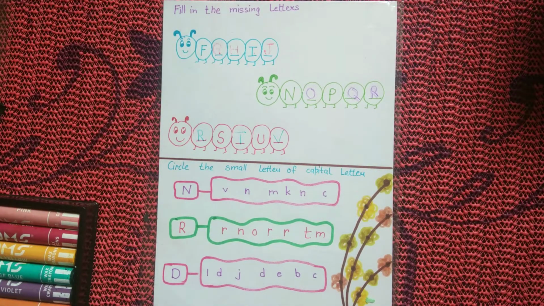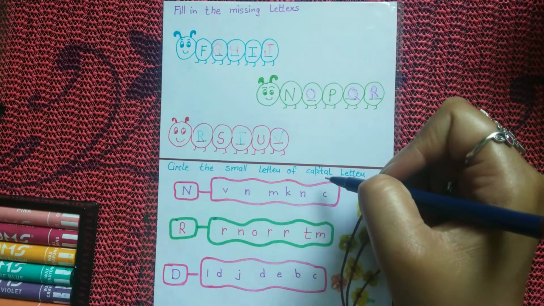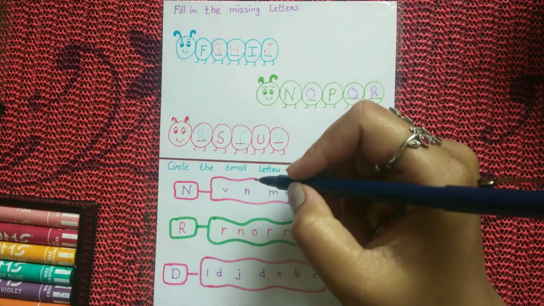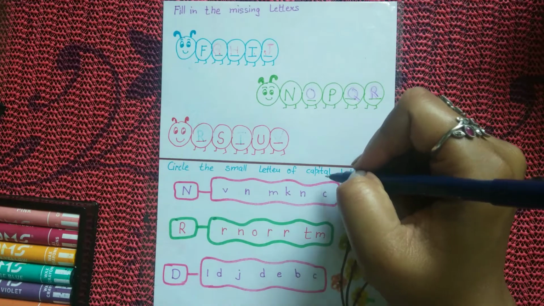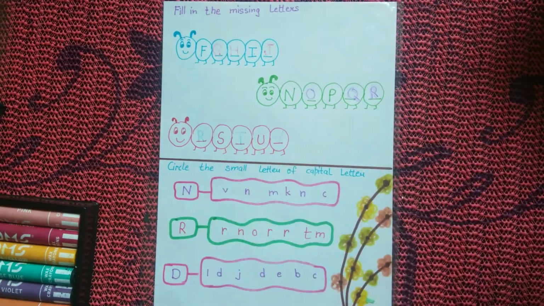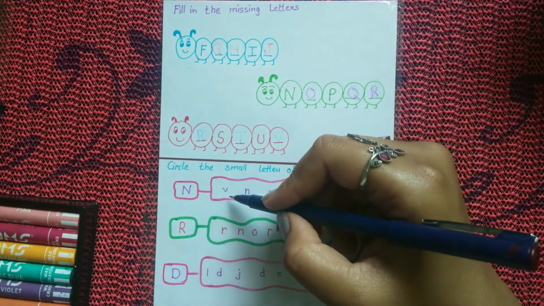So now everybody, let's move to the second part of this worksheet, where we have to circle the small letter of the capital letter. So first we have letter N here. Look at letter N here.